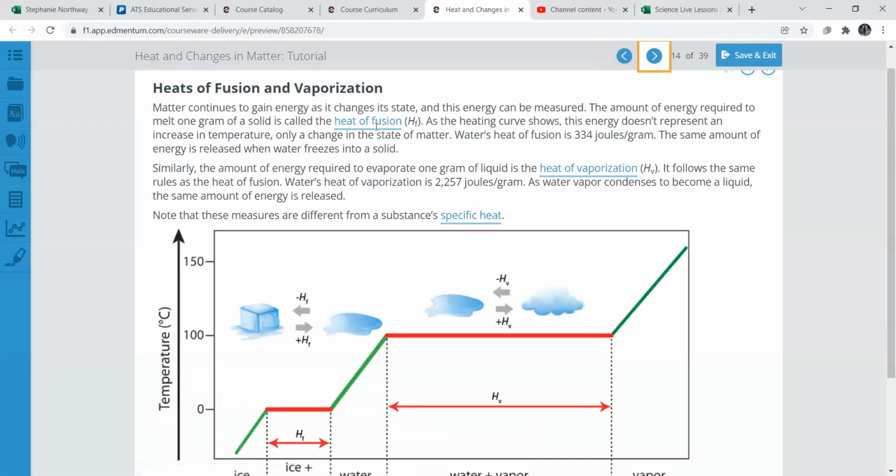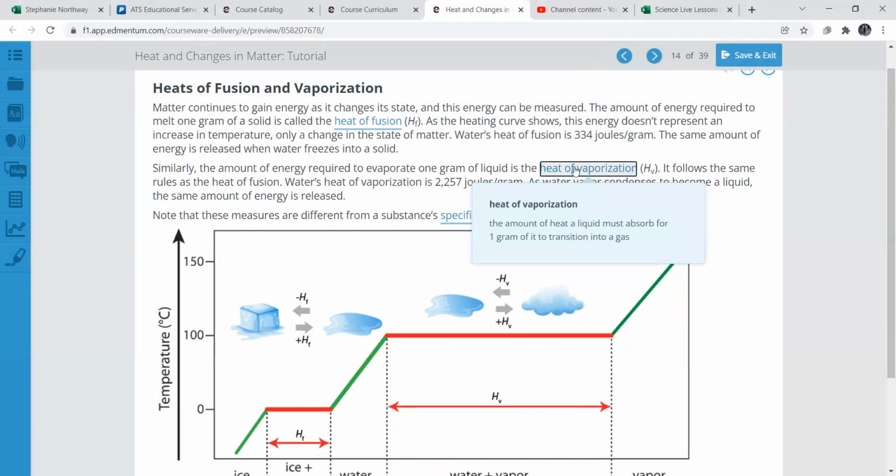Okay. Heat of fusion. Amount of heat a solid must absorb for 1 gram of it to transition into a liquid. Okay, so the graph just shows what is going on when it is transforming into a liquid. Here, solid to liquid, liquid to gas. Heat of vaporization, the amount of heat a liquid must absorb for 1 gram of it to transition into gas. So again, liquid into a gas.